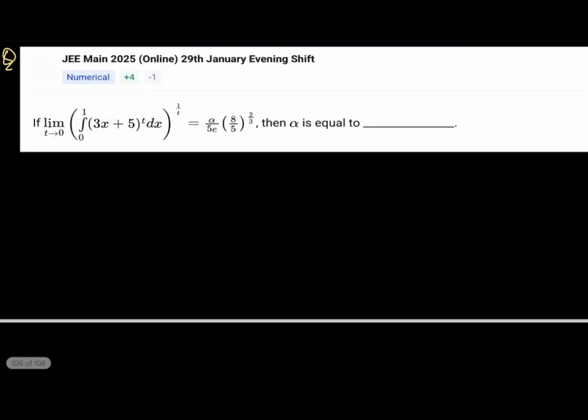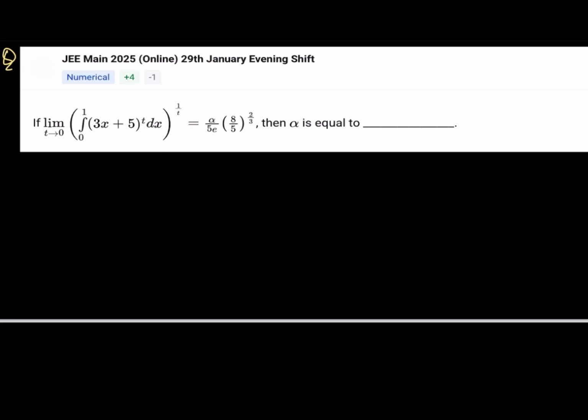Students, in this video, I am going to discuss a question from JEE Main held on 29th Jan Shift 2. The question I am taking is from limits. So let's start. Question says, if the limit of (integral from 0 to 1 of (3x plus 5) to the power t dx) whole power 1 by t as t tends to 0 is equal to alpha upon 5e times (8 upon 5) whole to the power 2 by 3, then alpha is equal to.